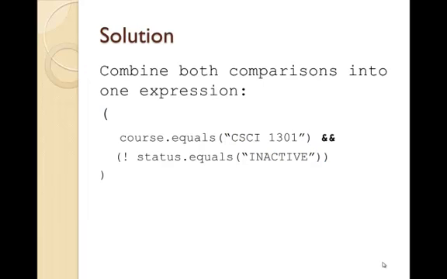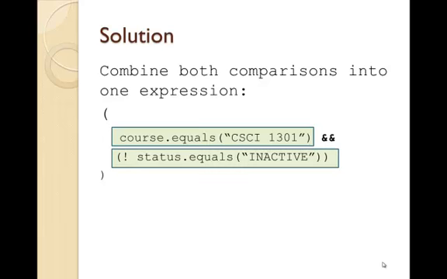Afterwards, you have to combine these into one expression. So if you were going to use the equals method, it would look like this. You would have first course dot equals CSCI 1301, and then you would have the and symbol, used twice, and then the second part that says status is not equal to inactive, with the exclamation point. Okay. So that's it.